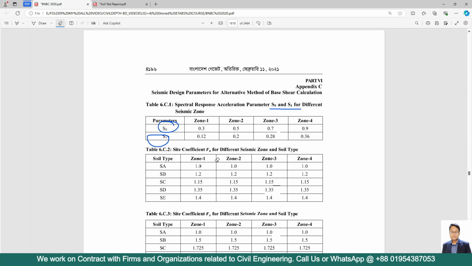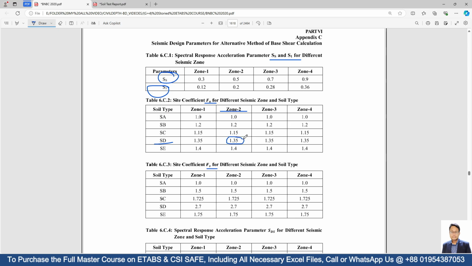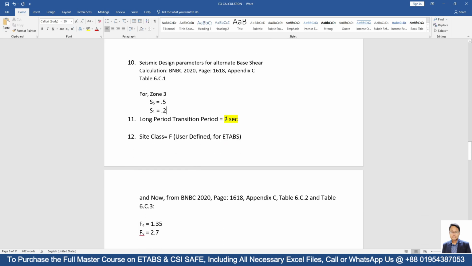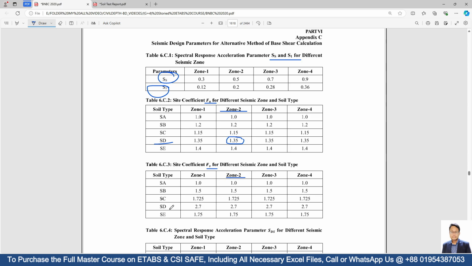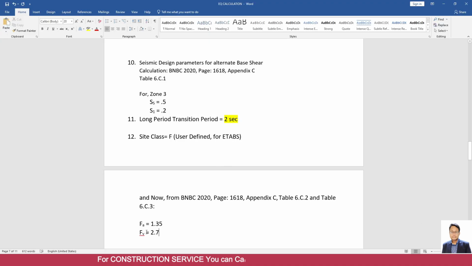Also, we have to find out the values for Fa and Fv. So for soil type SD, for zone 2, we can see our required value is 1.35. Fv will be 2.7. Now come back to step number 11, long period transition period.